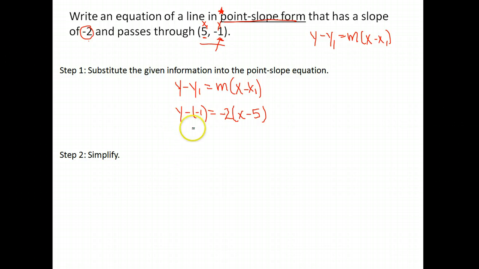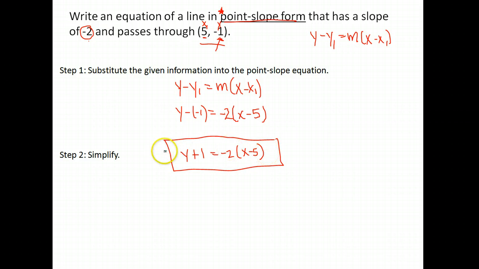The next step is to simplify. And really the only thing I can simplify here is minus a negative. We simplify that to be plus, equals -2 times x minus 5. If they want it in point-slope form, you do nothing else. You just leave it exactly like that.